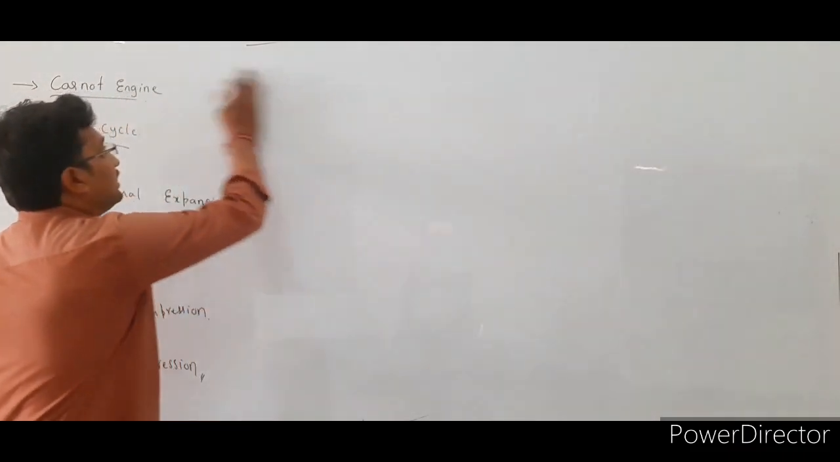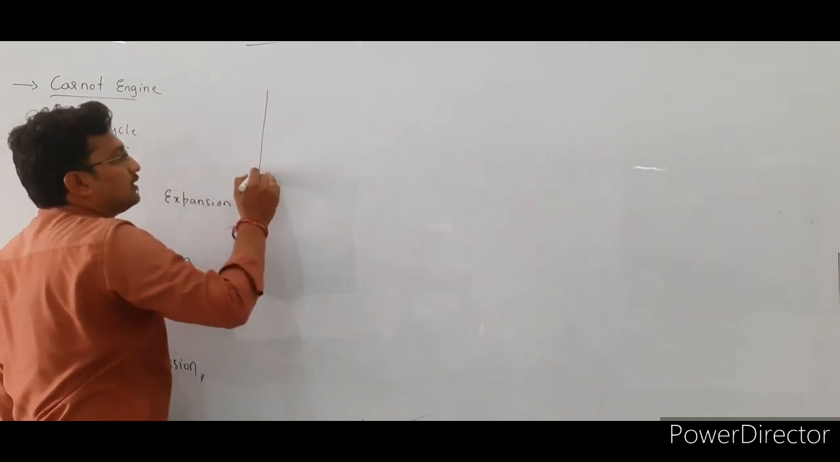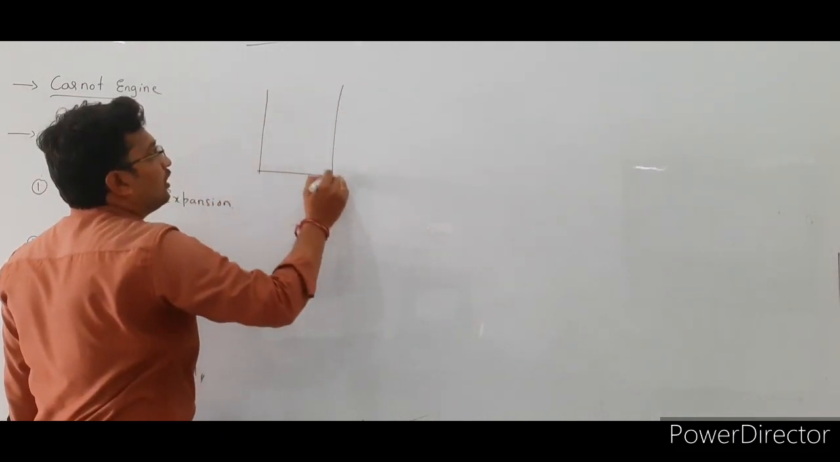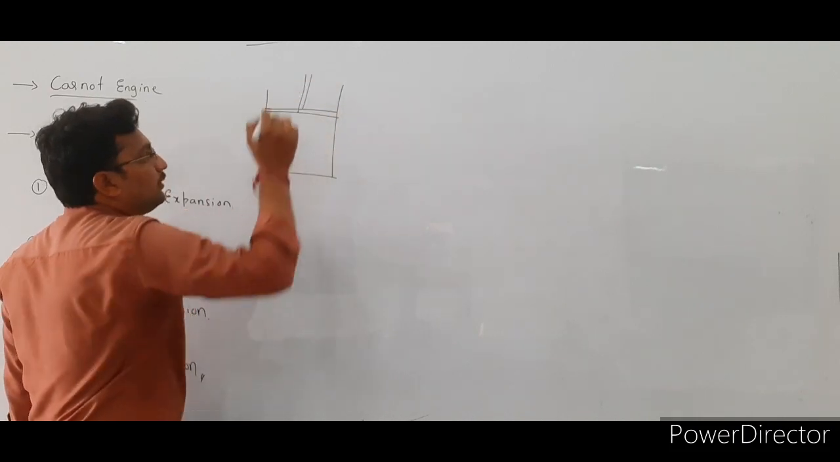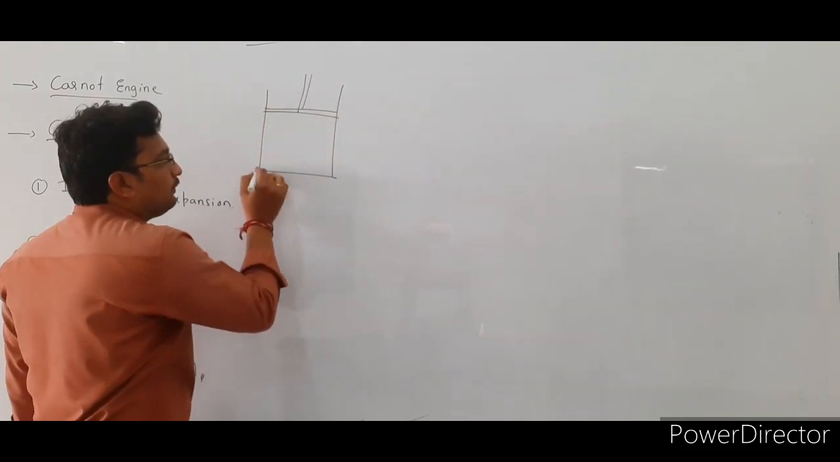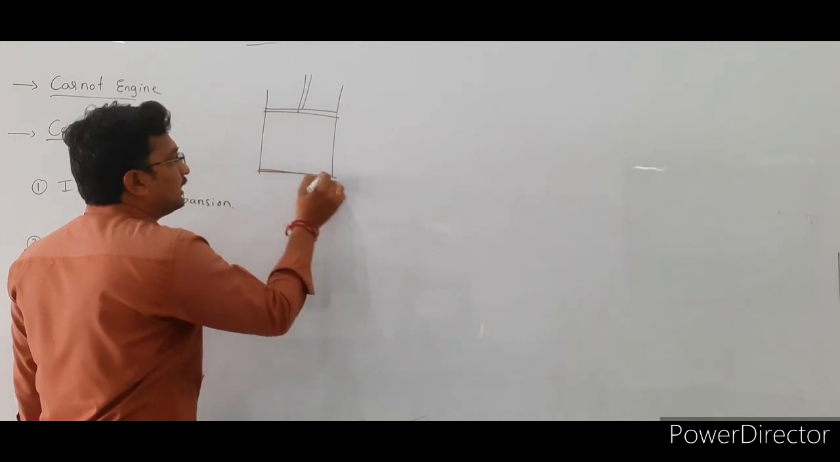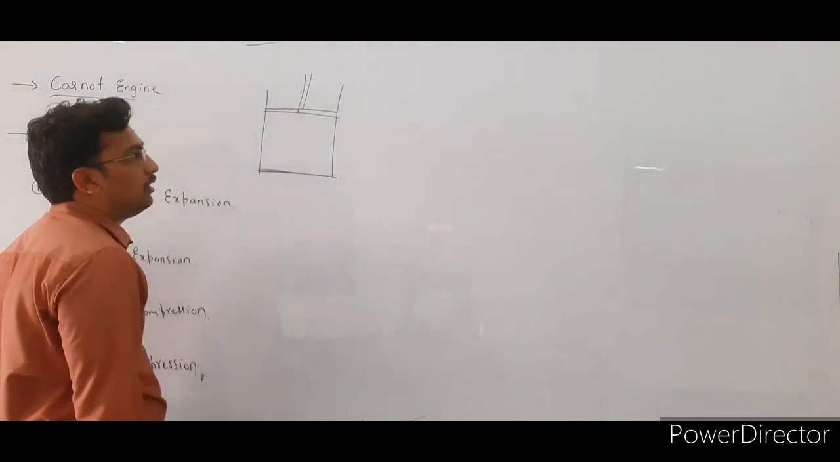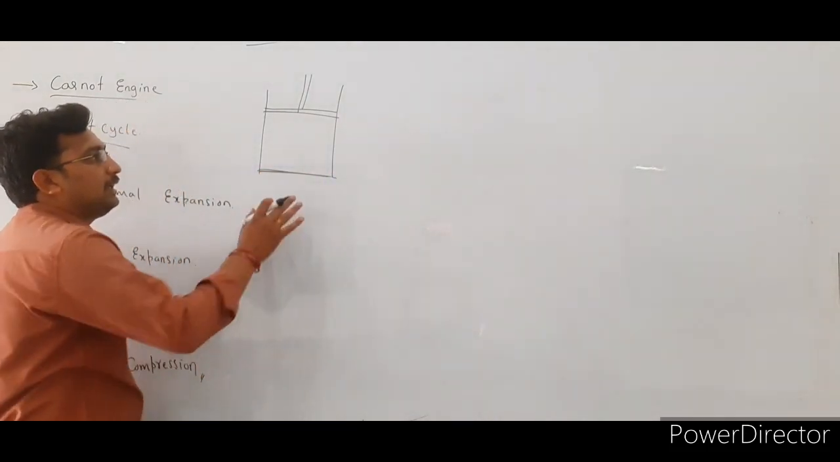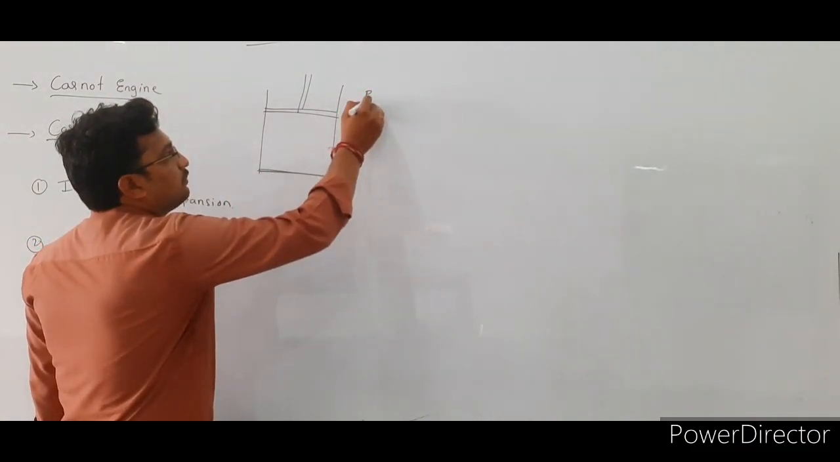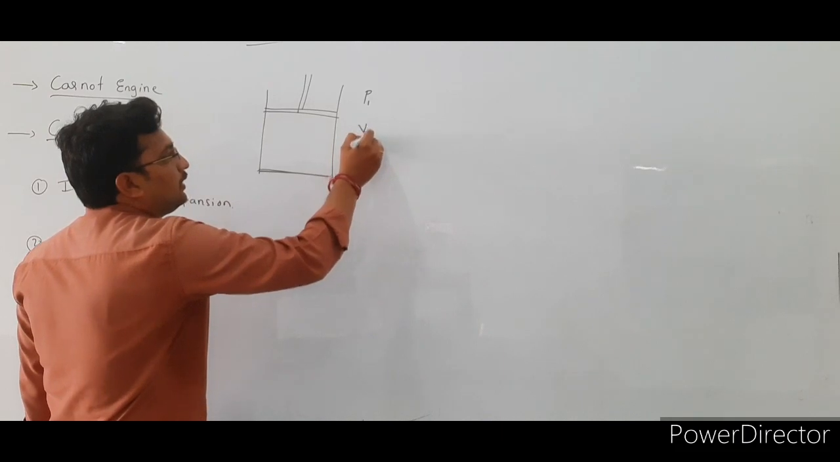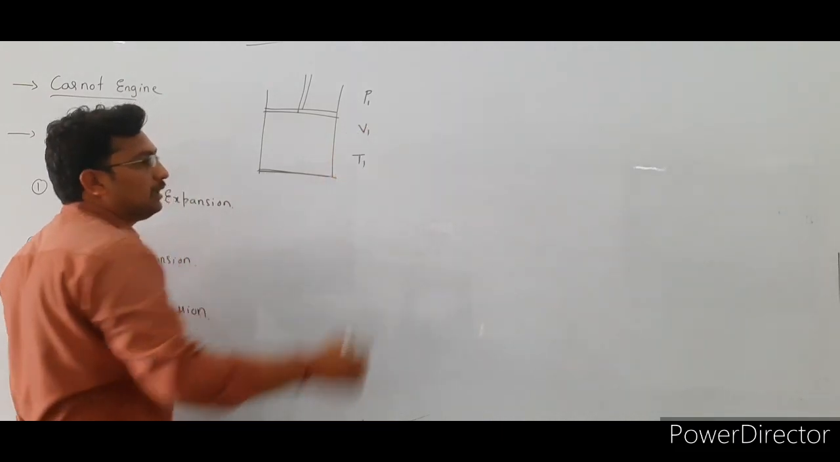Okay, see here. In this case we are considering a system. So this is a cylinder. The wall of the cylinder is made up of a purely bad conductor of heat. The piston is also made up of a purely bad conductor of heat. Only the base of this cylinder is made up of a good conductor of heat. See here. The initial state of the system: the initial pressure is P1, the initial volume is V1, and the temperature is T1.